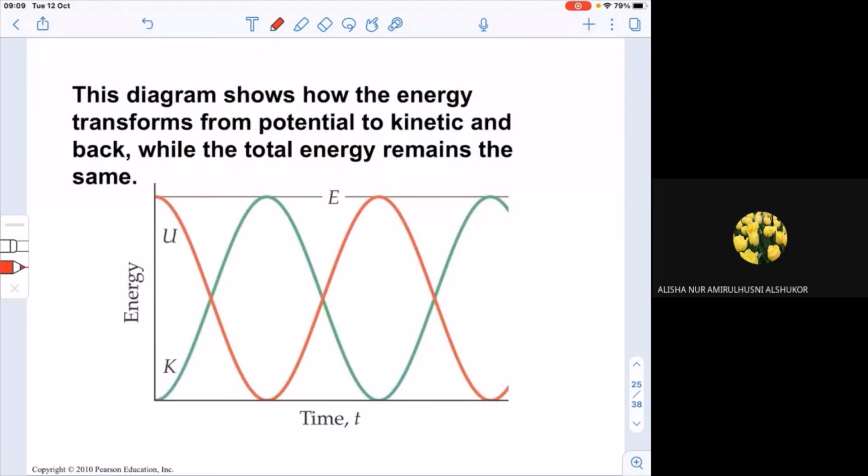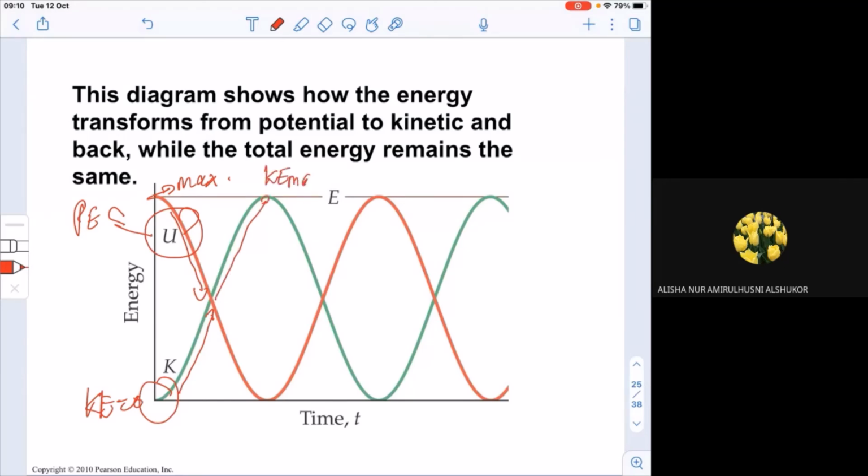So this diagram shows how the energy transforms from potential energy to kinetic and back, while the total energy remains the same. This is a very good analogy when you look at the concepts of potential and kinetic. When the potential reaches the maximum value, let's say this is potential energy maximum, at that part KE is zero. The moment that potential energy drops, you can see that the kinetic energy will gain energy. And then afterwards it reaches the maximum.